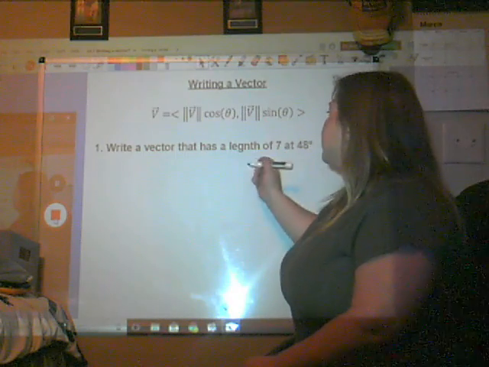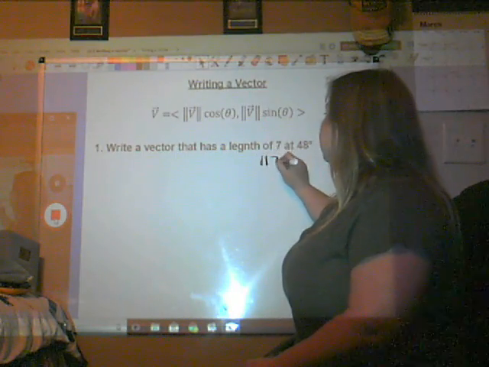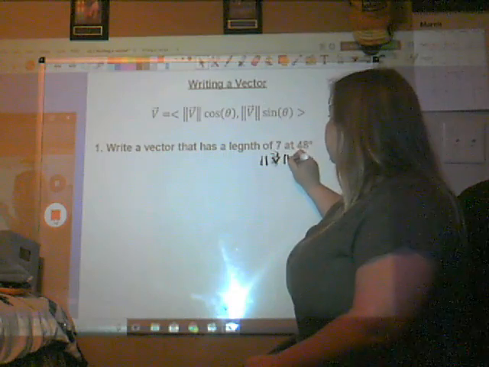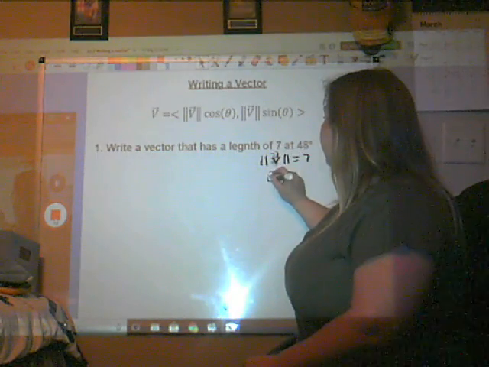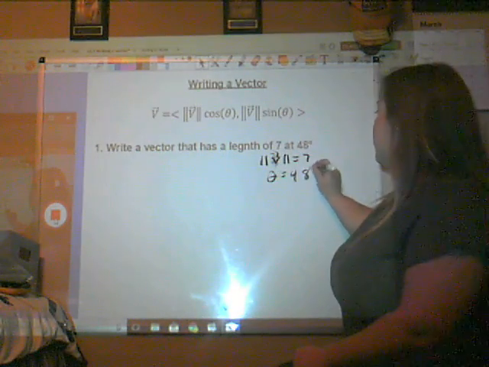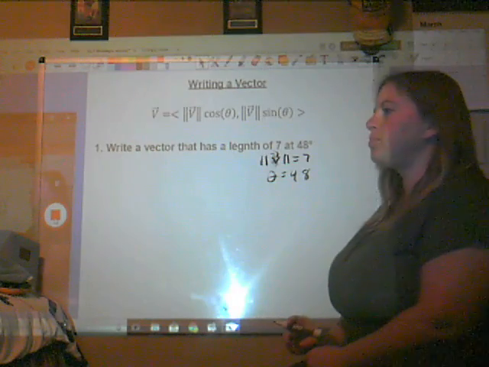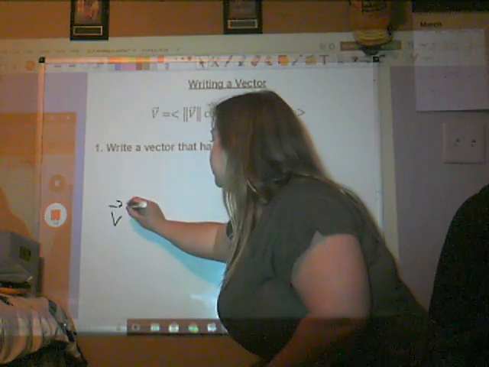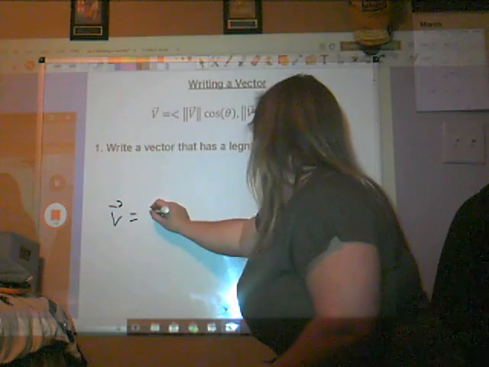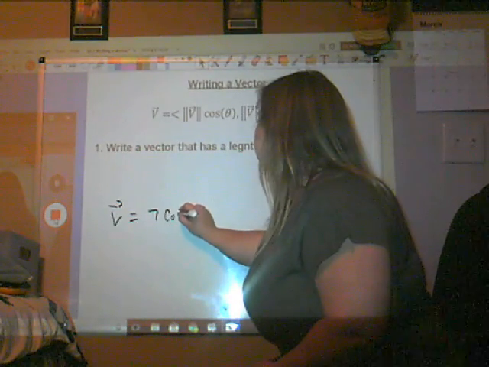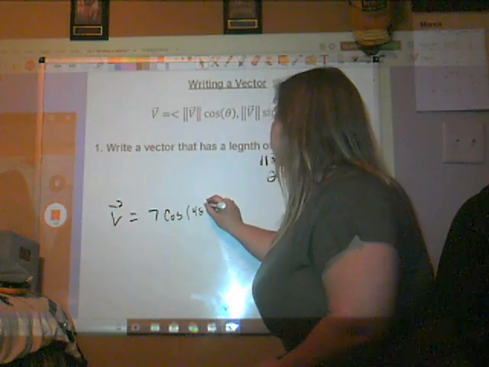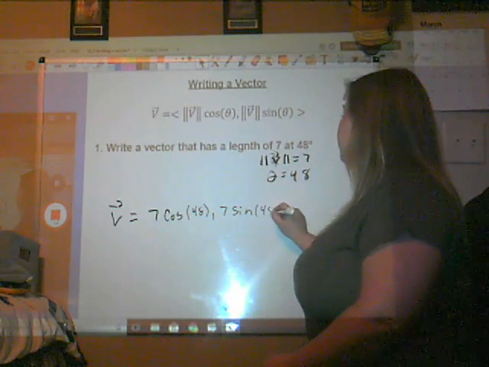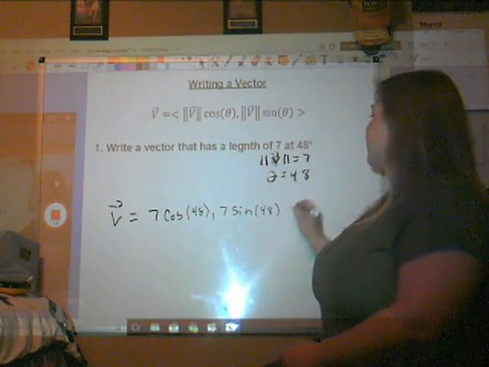So if this one says write a vector that has a length of 7 at 48 degrees, that means my magnitude is 7 and my theta is 48. Okay? So, just plug it in my formula. Vector v equals 7 cosine of 48, comma 7 sine of 48.